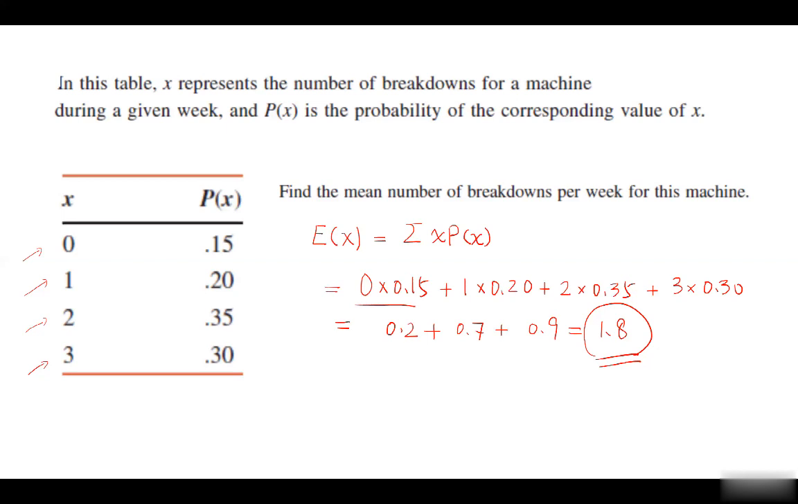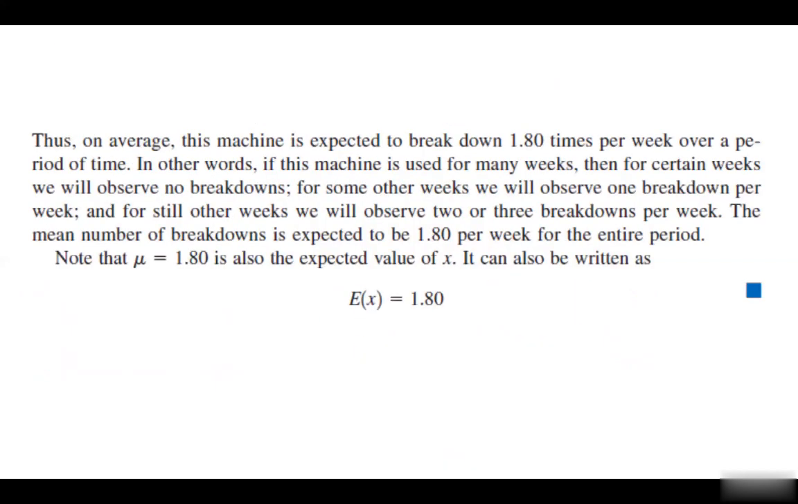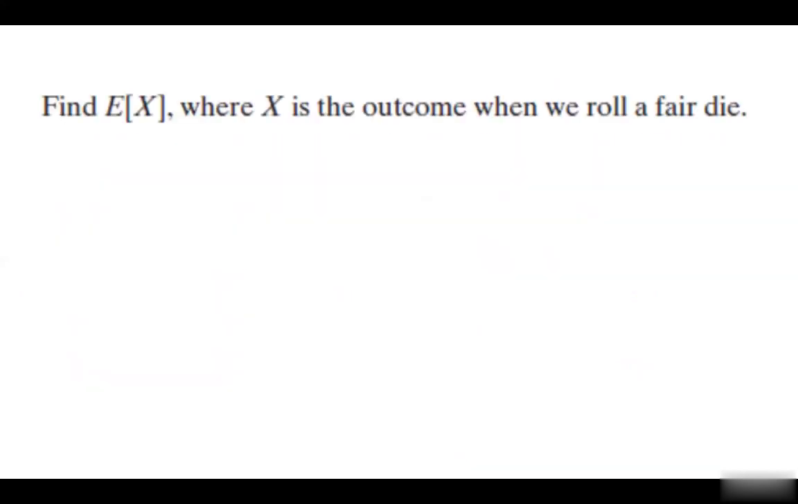Okay. Then let's have a look at another example. Find the expected value of X, where X is the outcome when we roll a fair die. Okay, so first of all, in order to find E(X), we need to find the probability distribution of X, right? So what is the probability distribution of X?